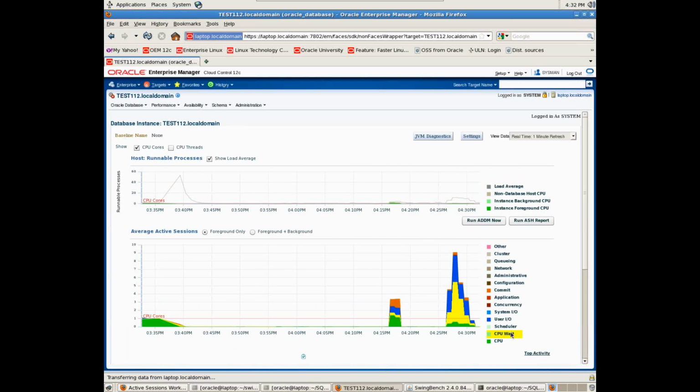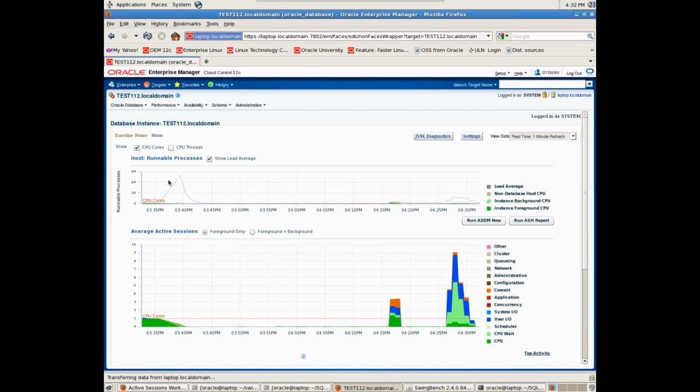Some of this stuff is new. So now we have the CPU wait class on the performance page, and we can see that most of our apparent CPU, if we looked at it on the top activity page, when we look at the performance page, we can see that really most of it's CPU wait. Another point I really wanted to make on this was this here.